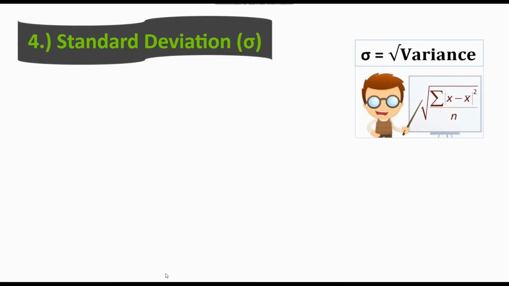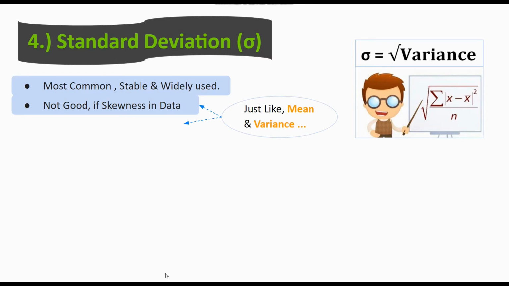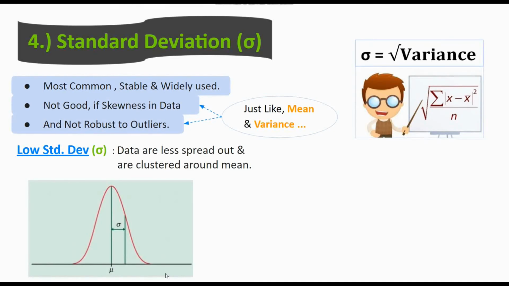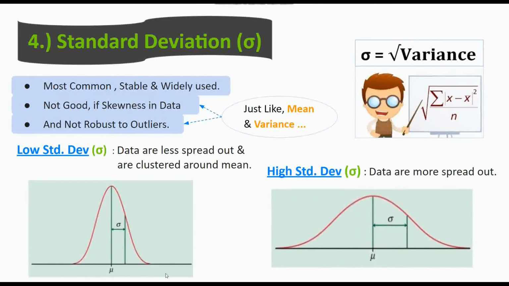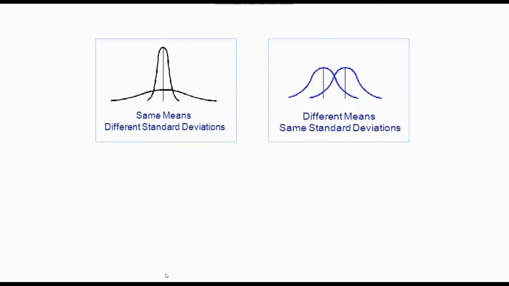The final measure is standard deviation. We all know the formula, and it is the most common, stable and widely used measure. And just like mean and variance, it's not good if your data is skewed or if your data has extreme values. So lower standard deviation, what does it mean? Data are less spread out and are clustered around the mean, and higher standard deviation means data are more spread out. Here you can see different distribution shapes in the context of mean and standard deviation.